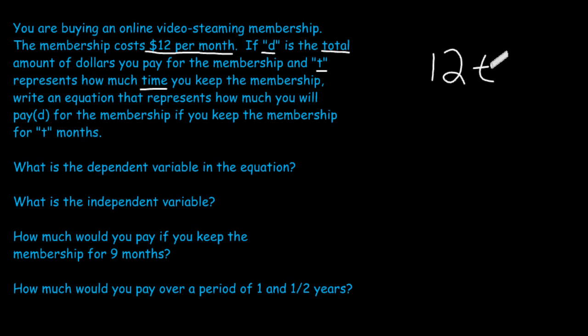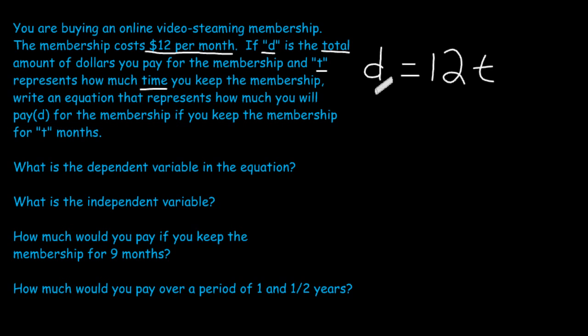And multiplying $12 by the number of months we keep the membership would give us the total amount. And the problem says that we have to express the total amount using D. So the number of dollars that we are going to pay will be equal to 12 times the number of months that we keep the membership.